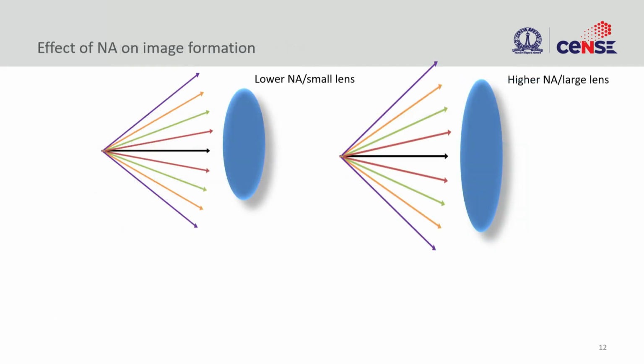So now, how do I negotiate the NA on the image formation? For instance, if my NA is low or my lens is small, I will be unable to capture all the diffraction orders. I will be able to capture only a few orders. But if I have a larger NA, or in other words a larger lens, I will be able to capture a majority of the diffraction orders that we want.